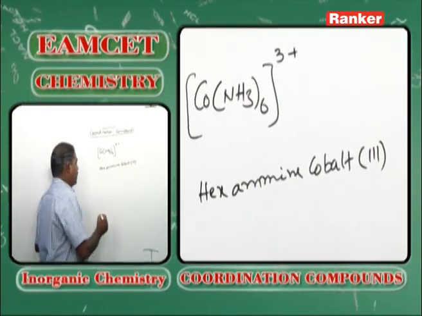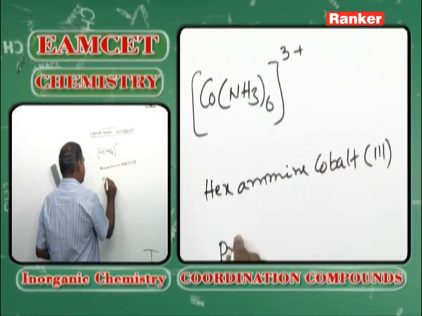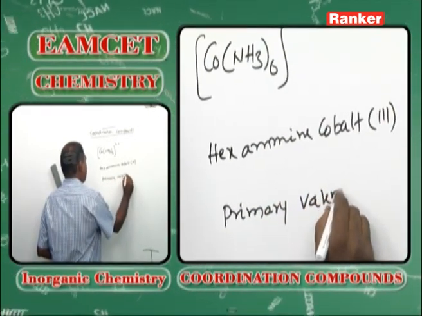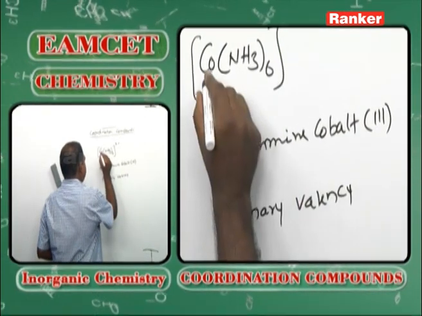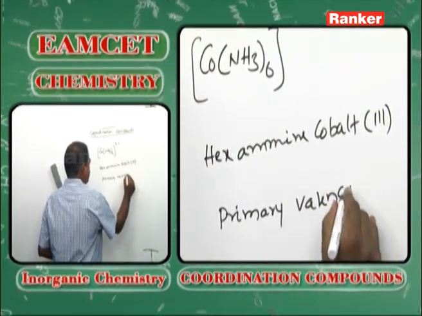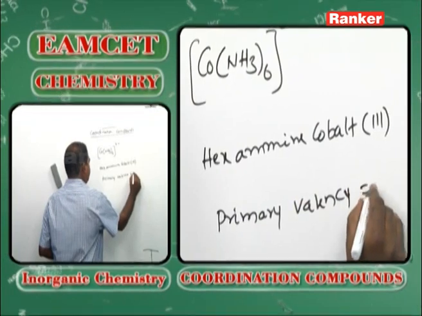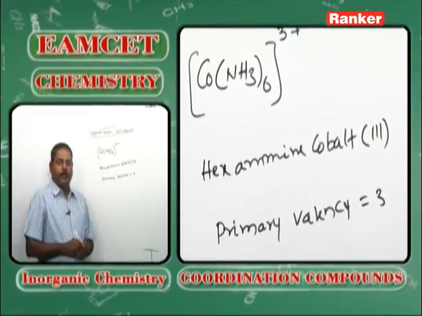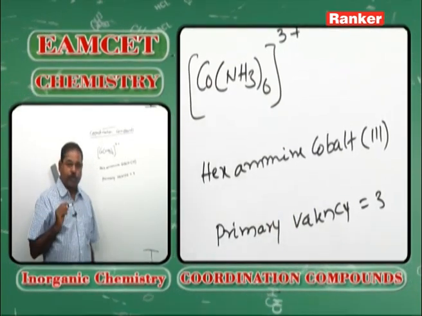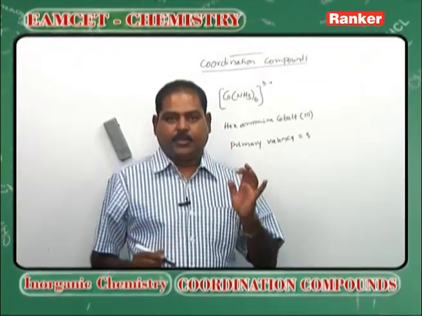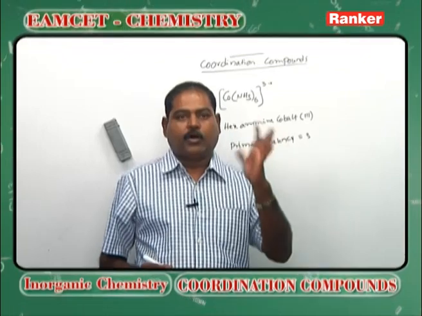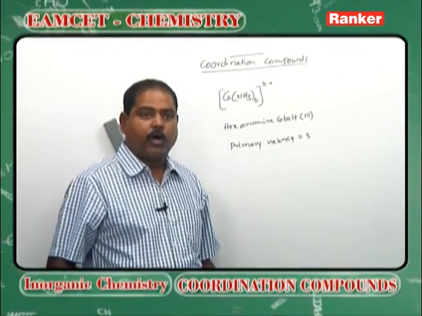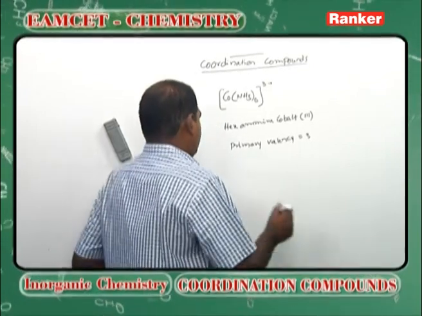What is this 3? This is called the primary valency. Primary valency of the complex, or primary valency of the transition metal. Primary valency 3. And how is this complex formed? Whenever I ask you this question, you have to think like this. How is this complex formed? I tell you why is this complex formed later, but as of now, how is this complex formed?